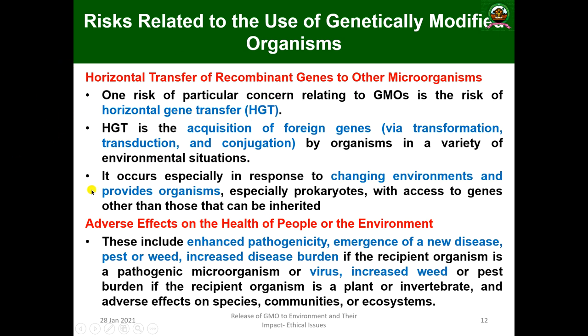So horizontal gene transfer and acquisition of foreign DNA happen due to all these processes. What will happen due to this? The environment will change, and in organisms, especially prokaryotes, the inherited gene's original features will be diminished, and they will acquire the properties of the incoming DNA. The next one is adverse side effects on the health of people or on the environment.